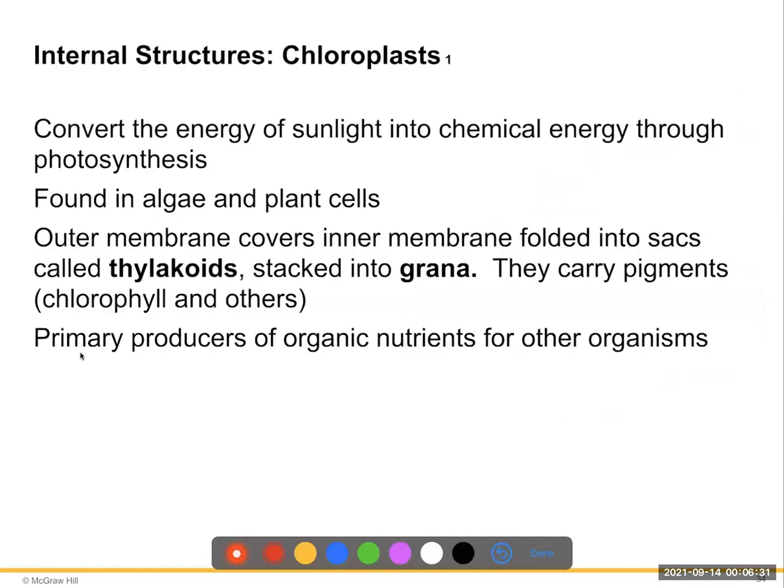Chloroplasts. Chloroplasts are found in plant cells, not in animal cells. They convert the energy of sunlight into chemical energy through photosynthesis. Okay, that's your chloroplast. It's found in algae and plant cells. The outer membrane covers an inner membrane folded into sacs called thylakoids. These thylakoids are stacked like a stack of coins. You're a gambler in Las Vegas or casinos, you have your stack of coins. Those are like your thylakoids. And the stack is called a granum.